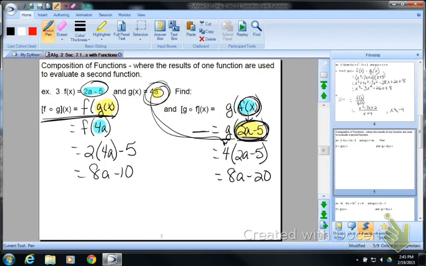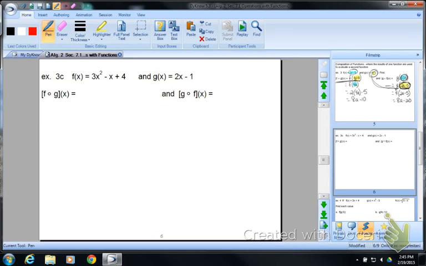Hopefully y'all will get it. We're going to do more than just one problem. Okay, do you understand that part, Caitlin? Do you understand so far everything that I've done? You understand where I got the f and the g of x? Okay.